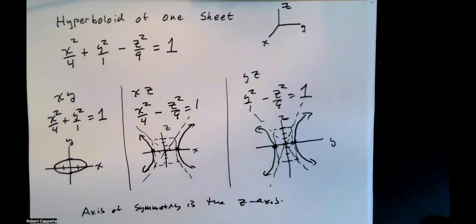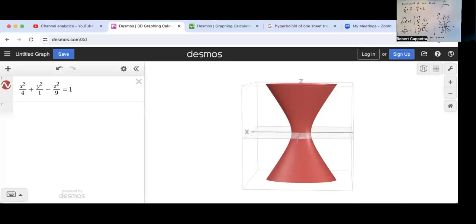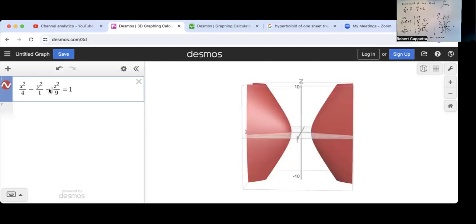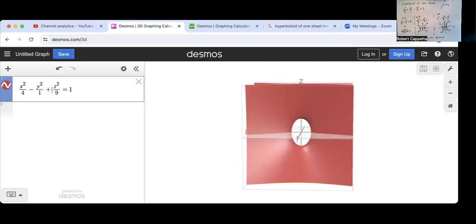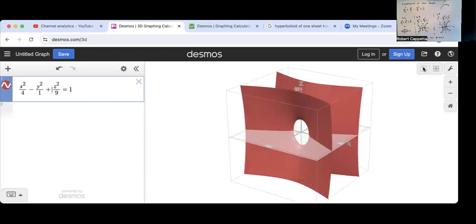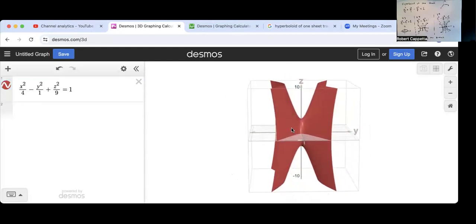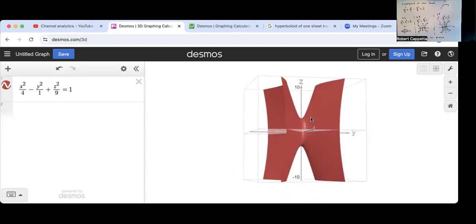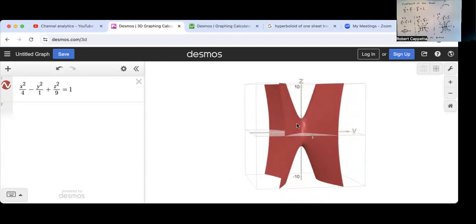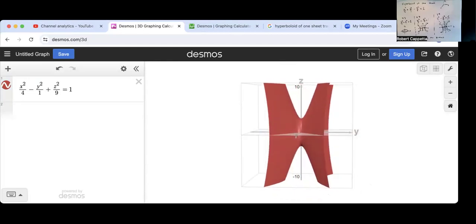So now how would that change if I change the problem? So looking at this, you'll notice I have two positive things and one negative. If instead I make the y the negative and the z the positive, we still have a hyperboloid of one sheet, but the orientation has changed. And now what is my axis of symmetry? It's wrapping around what? In this case, the axis of symmetry is the y-axis.